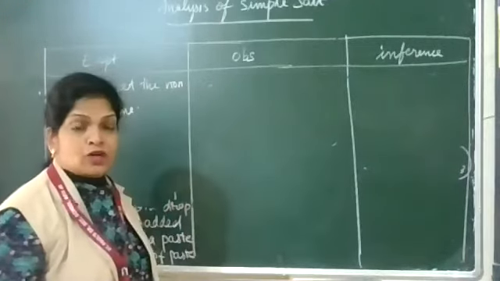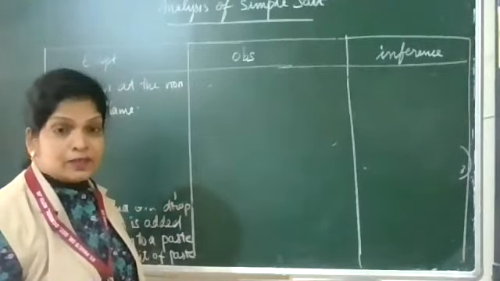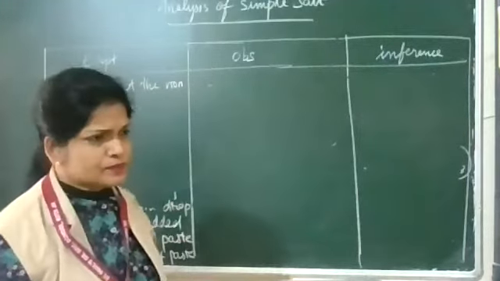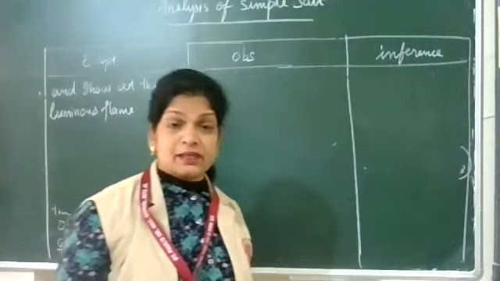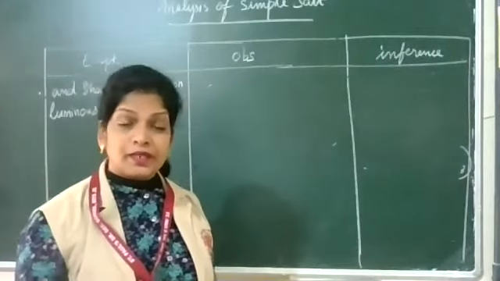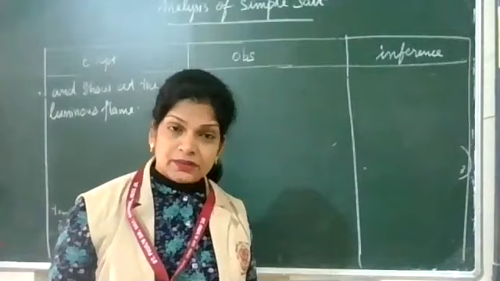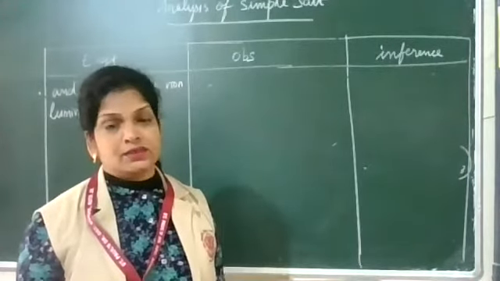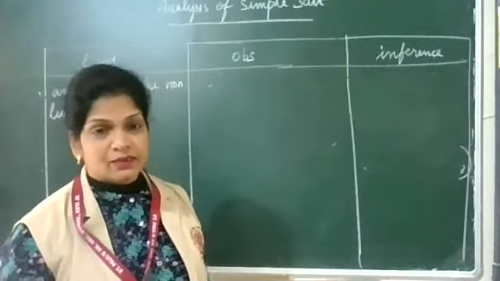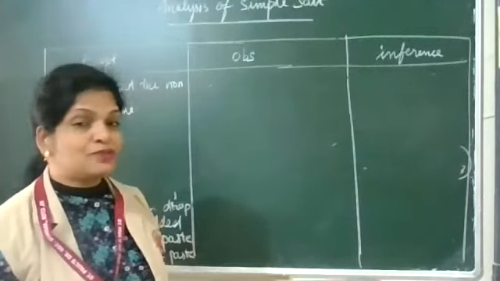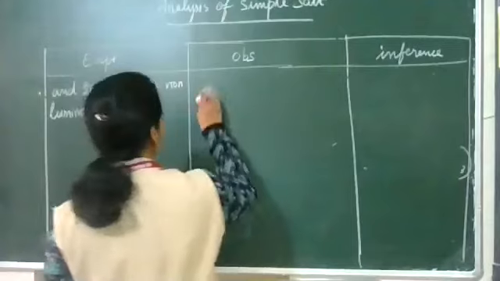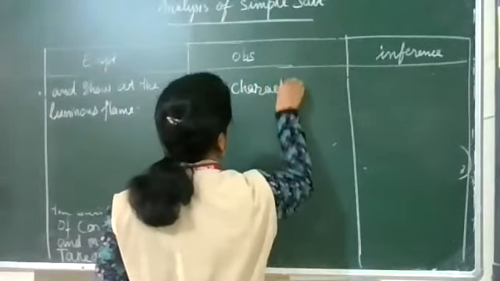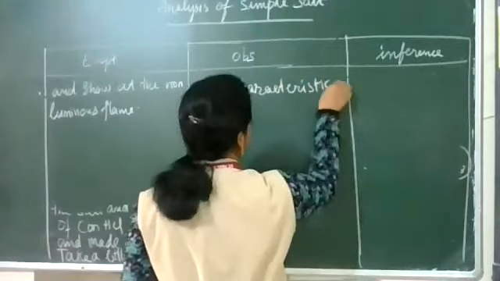So you observe whether any color is imparted to the flame. If it is apple green, Ba2+. If it is brick red, Ca2+. If it is crimson, Sr2+. So here, it is nickel. You know it is nickel, so you will not get any characteristic color.